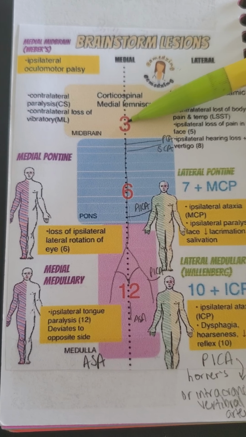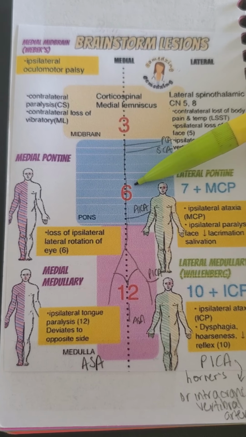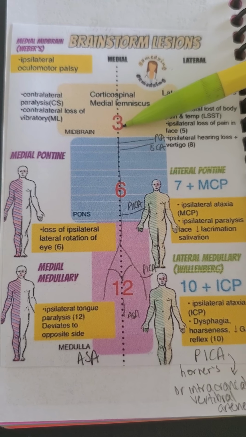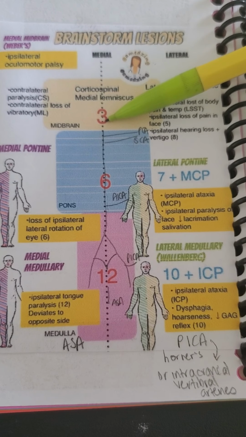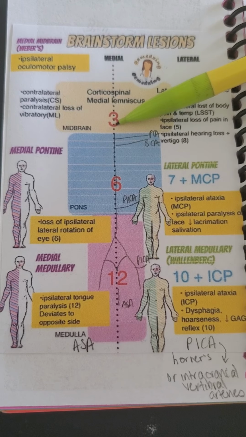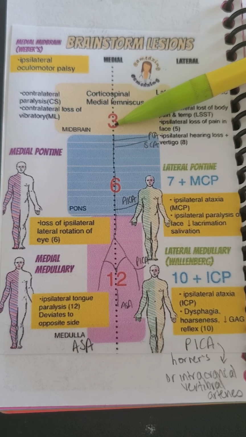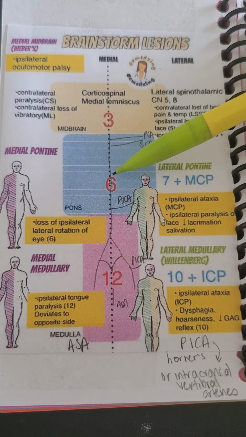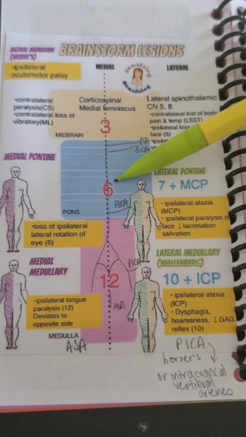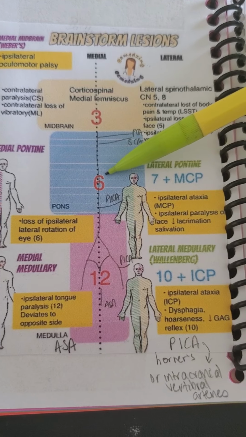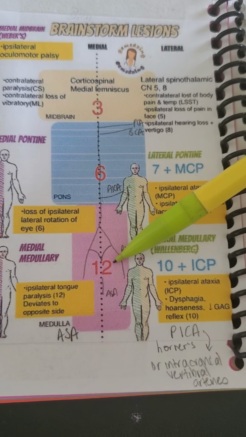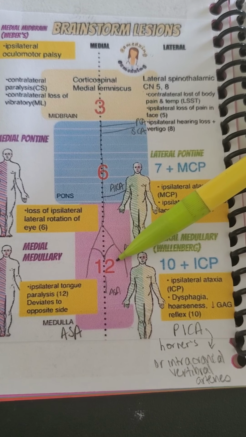So 3 stands for cranial nerve 3, and 6 stands for the abducens nerve, and 12 stands for the hypoglossal nerve. So cranial nerve 3, we know that is the oculomotor nerve. The oculomotor nerve is responsible for innervating the superior rectus, the medial rectus, the inferior rectus, and the inferior oblique, right? So we know that. And the abducens is responsible for innervating the lateral rectus, and the cranial nerve 12, the hypoglossal nerve, is responsible for innervating the tongue.